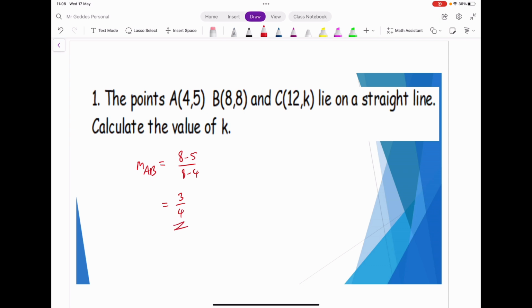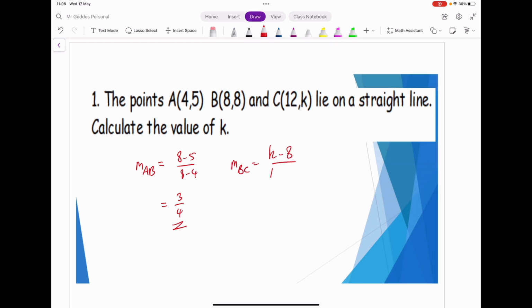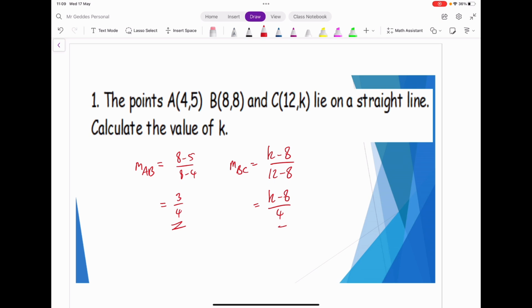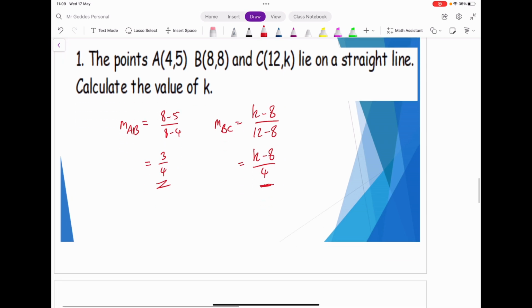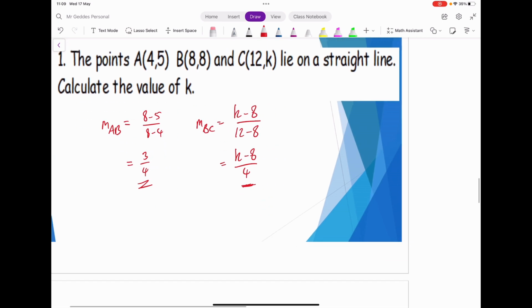Three quarters. Going to find the gradient BC. 12 minus 8, that's k minus 8 over 4. We know that because they lie in a straight line, does it say they lie in a straight line? Okay, that means that it's collinear, they lie on the same straight line. We're going to set them equal to each other and go from there.